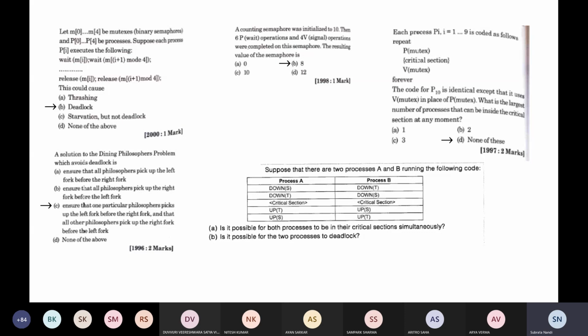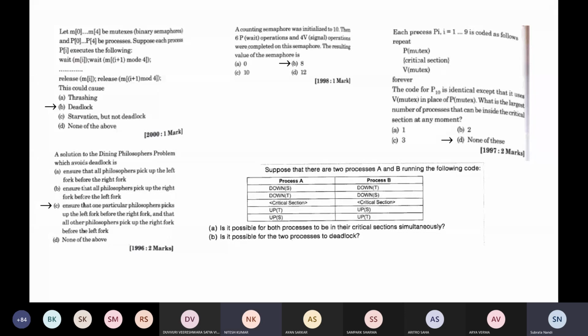What will be the answer for this one? Okay, let me bring the pen. I forgot to. So try to answer this. What is the answer? Hello. What will be the answer here?